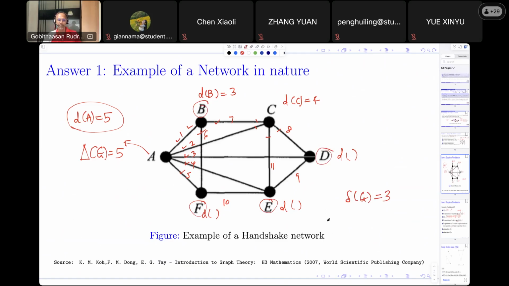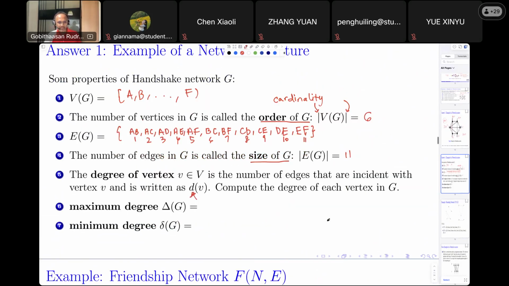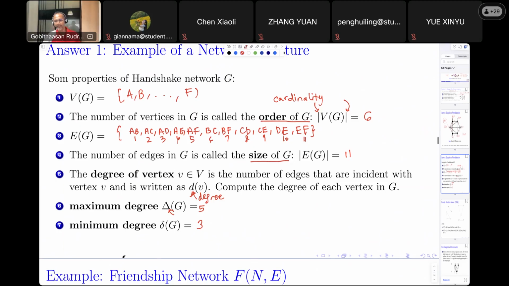Okay. First is, of course, d as degree. You can compute the degree for each vertex. The maximum degree we use uppercase delta, which is 5 for A, the most sociable person, whereas the rest are so-so sociable, which is 3. Again, these are just to make you get used to all this notation of a network. Okay.